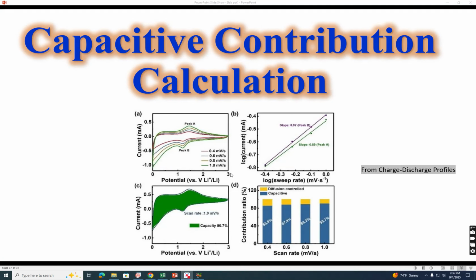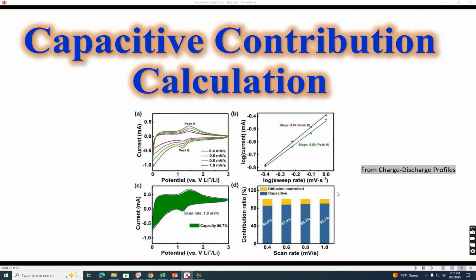Hello guys, today we will learn about the capacitive contribution calculations using the specific capacities and current densities, which come from the charge and discharge profiles at different C rates or current densities. Unlike other people who use the CV test to calculate the diffusion and capacitive contributions, today I will show you only the capacitive contributions from the specific capacities.